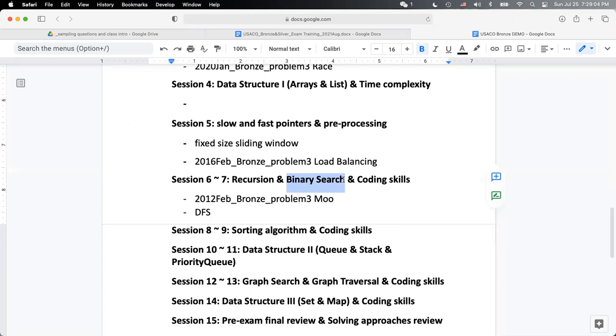Binary search. Most binary search questions are fewer in Bronze, but most in Silver. But still, we need to know what binary search is and how to deliver it. One of the big interests I have in delivering binary search is that, like I mentioned, we also cover solving approaches. Binary search is one use case or instance of a general solving approach called starting big.